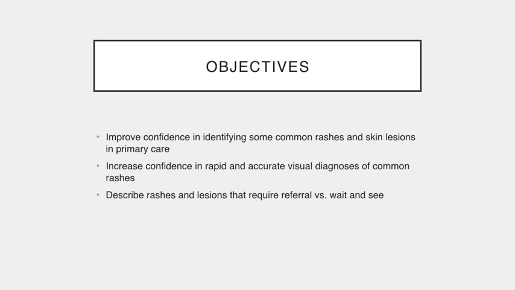These are our objectives for this talk, and really we're trying to improve your confidence in identifying some common rashes and also increasing your confidence in making rapid and accurate visual diagnoses for common rashes that you'll see in primary care. And it's important to be able to describe rashes and some other lesions, although I don't think we're going to get into too many lesions today, but to describe them and decide which type of rash or lesion you would want to refer, or that it would be okay to wait and see how the patient might respond to some treatment through primary care.